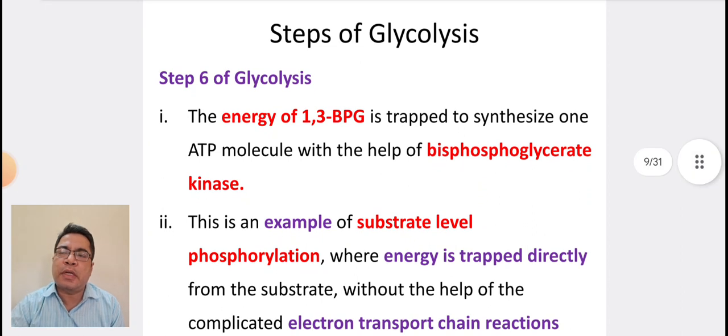Step 6 of glycolysis. The energy of 1,3-BPG is trapped to synthesize one ATP molecule with the help of bisphosphoglycerate kinase. This is an example of substrate level phosphorylation, where energy is trapped directly from the substrate without the help of the electron transport chain.